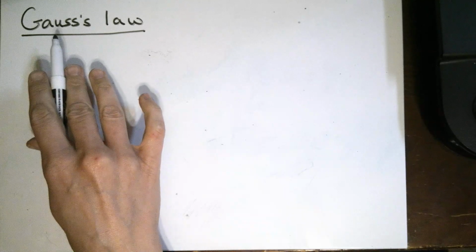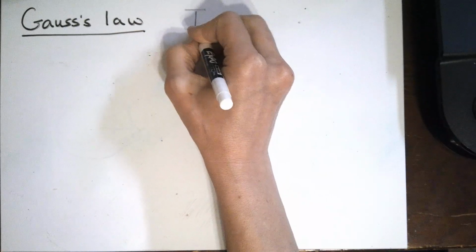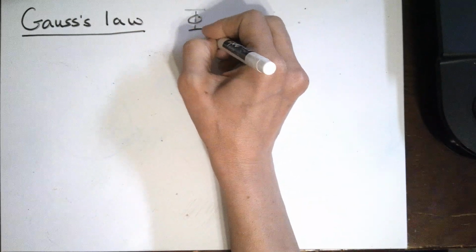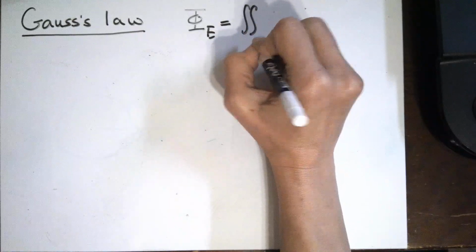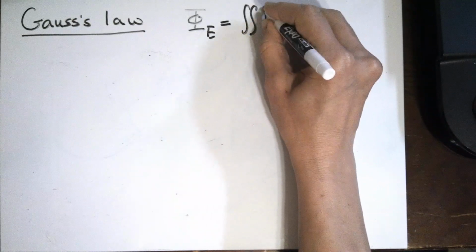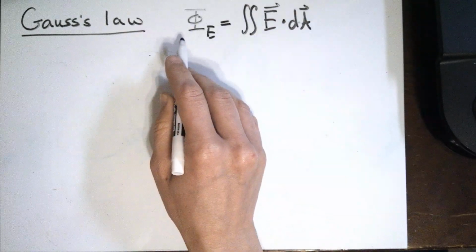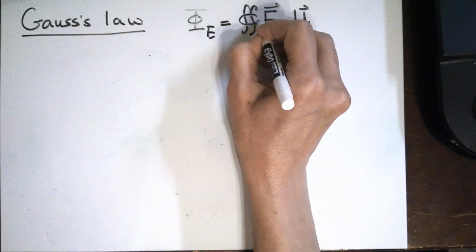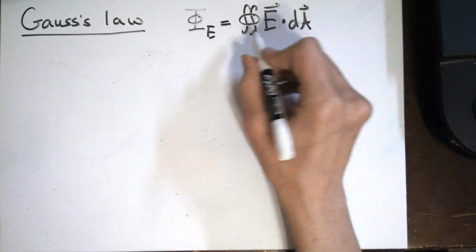So this video is on Gauss's law. Here it is in mathematical form. The electric flux, which remember is a two-dimensional integral of the electric field dotted with the area element, is the electric flux through a closed surface.